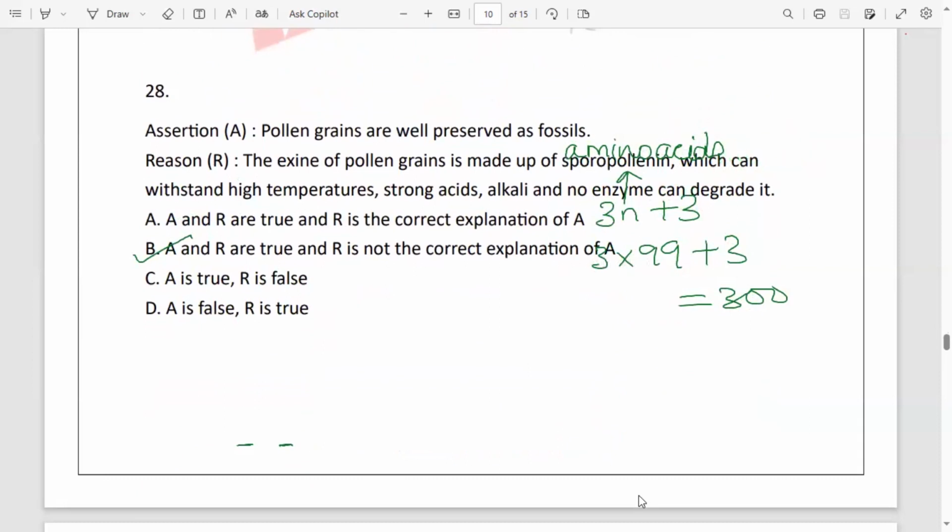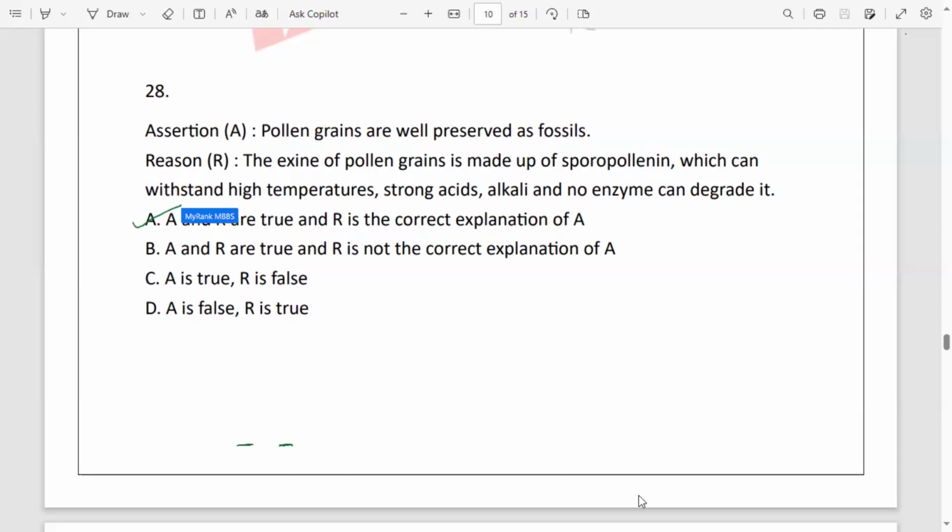Now going for the next question. Just a second. So going for the assertion reason question 28. Pollen grains are well preserved as fossils. The exine of pollen grains is made up of sporopollenin, which can withstand high temperatures, strong acids and alkali, and no enzyme can degrade it. So here A and R are true, and R is the correct explanation for A is the appropriate answer. The first one is the correct one. We can go to the next.